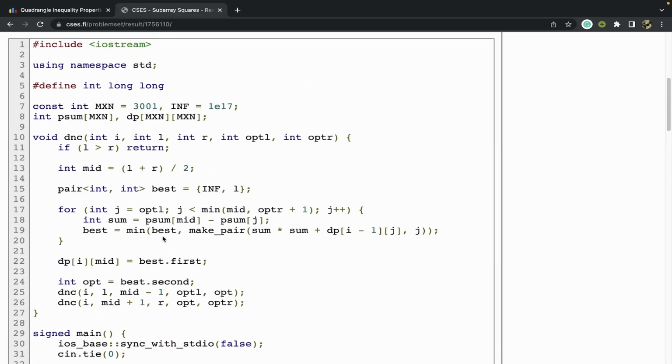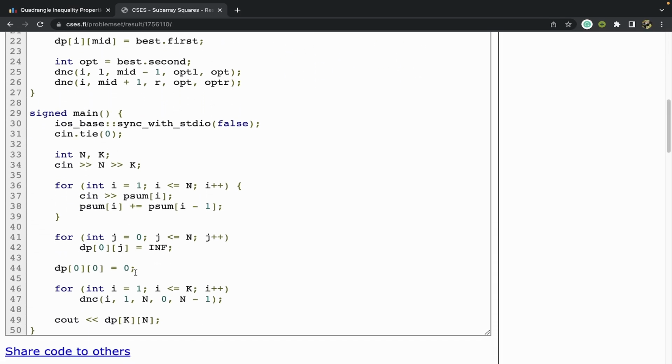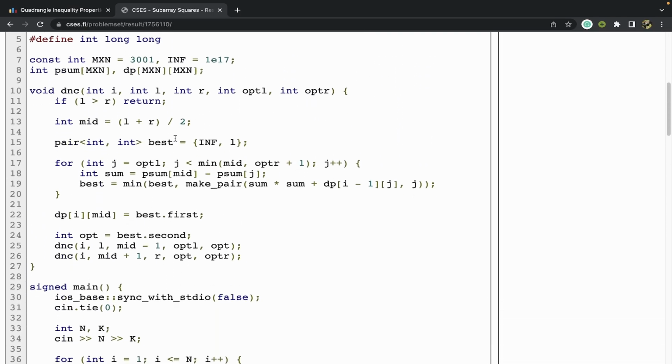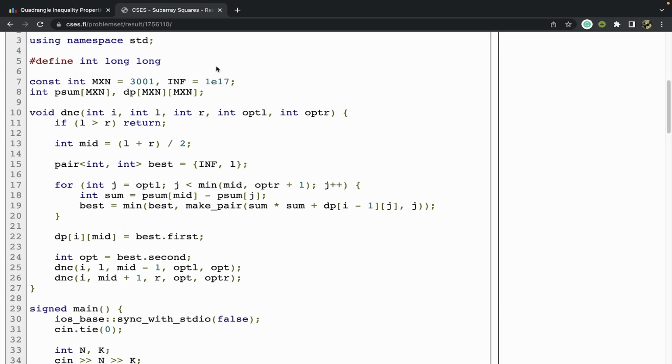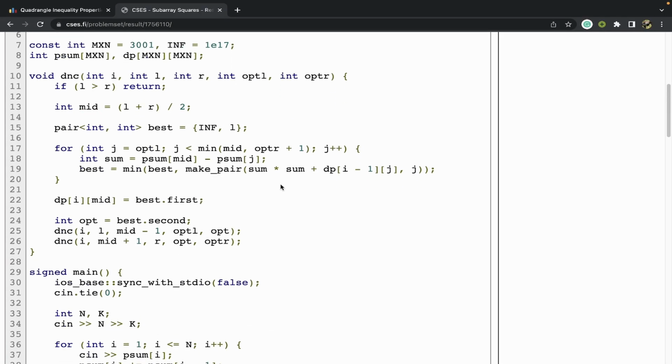So let's go over to the divide and conquer function. So i over here is essentially the number of subarrays we want to split into. l and r are the bounds of the segment, and optL and optR are our search space. Of course, if l is greater than r, then we can't do anything because we don't have a segment. Otherwise, we find the mid value. best is essentially the minimum DP value plus the cost, and this is essentially our opt of k comma i, or opt of k comma mid in this case, because mid is the place we find a DP value for.